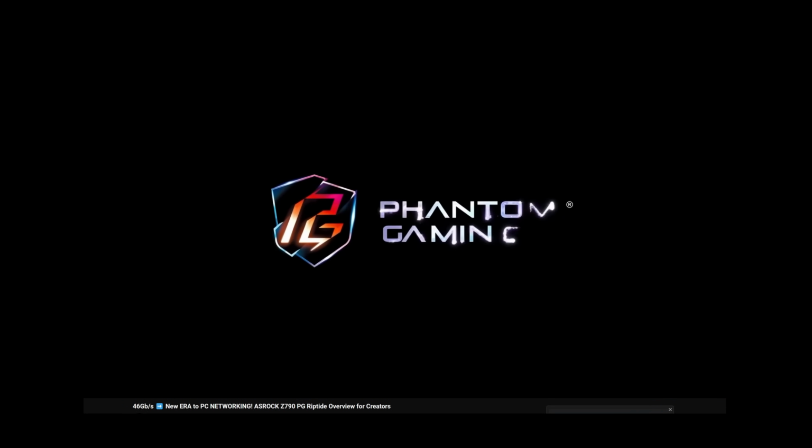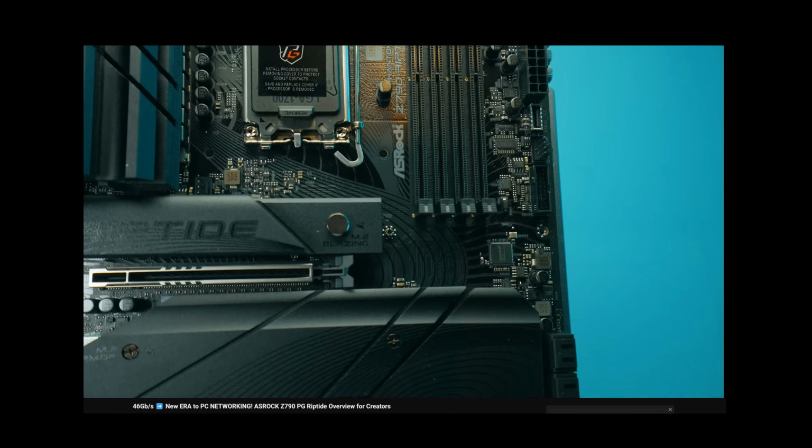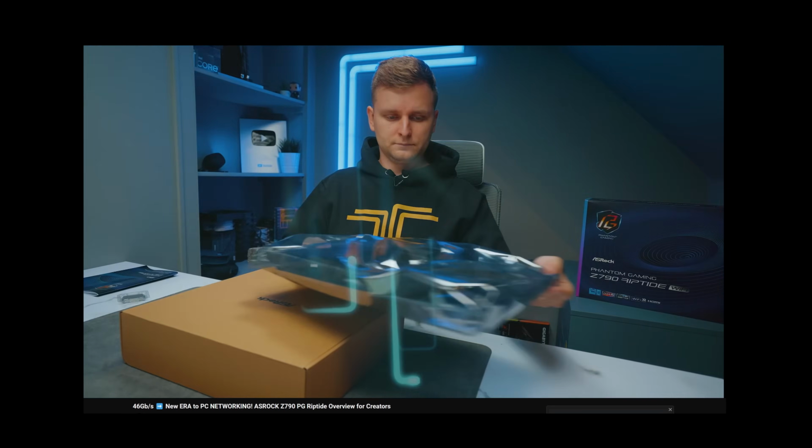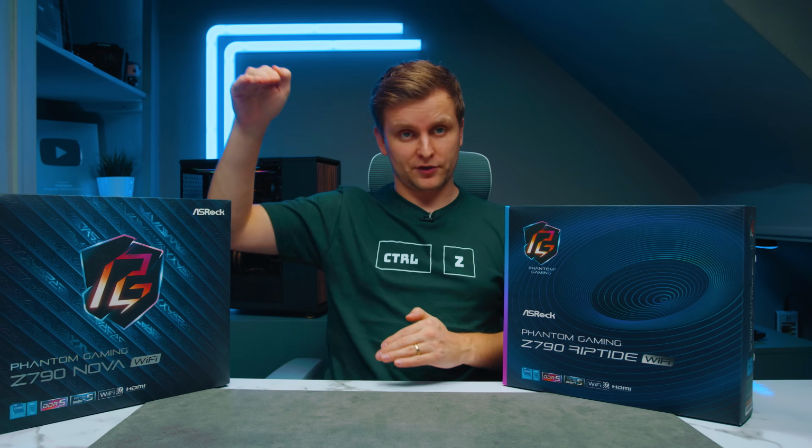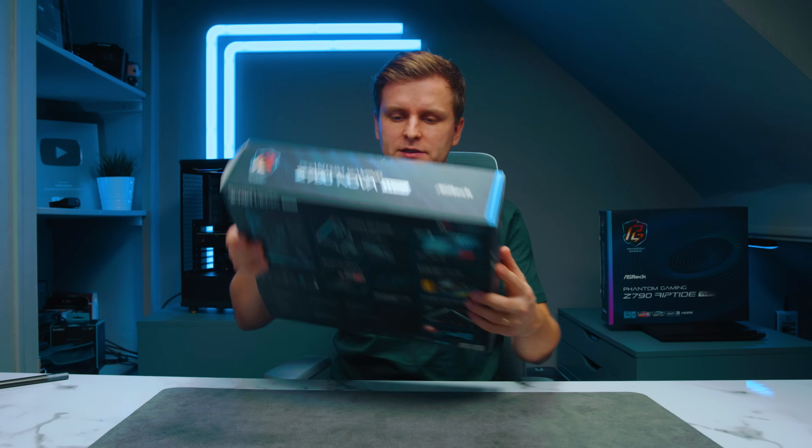Now we did check out the ASRock Phantom Z790 Riptide Wi-Fi, and this Nova is actually a further higher tier. So let's take a look at what this Nova then offers for us.